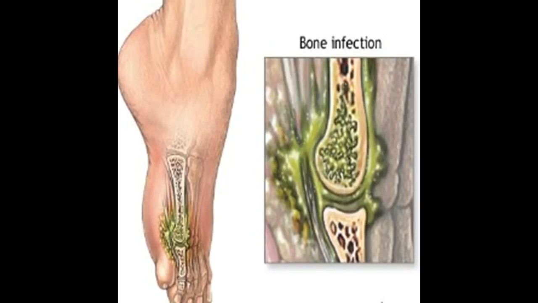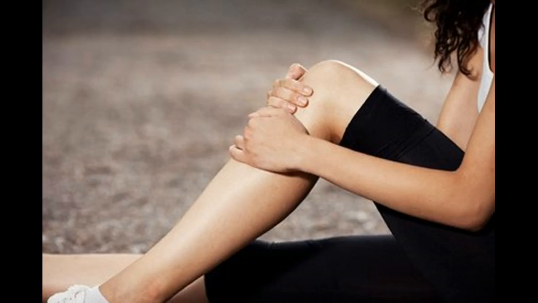In children, osteomyelitis most commonly affects the long bones of the legs and upper arms. Adults are more likely to develop osteomyelitis in the bones that make up the spine. People who have diabetes may develop osteomyelitis in their feet, if they have foot ulcers.